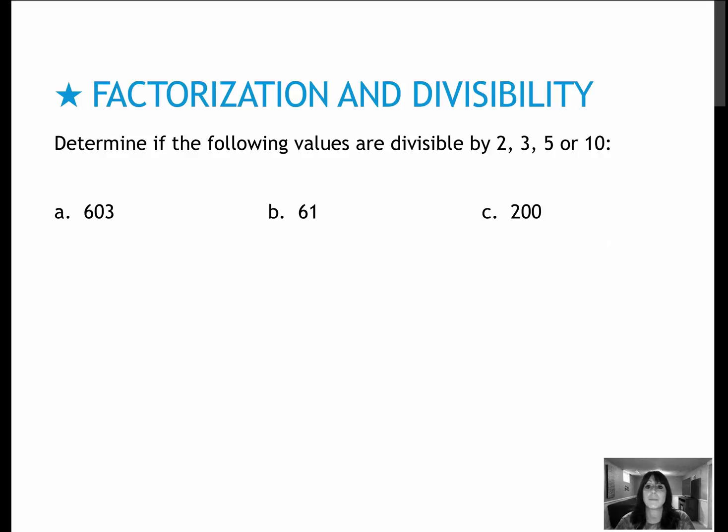Go through those same steps and do these 3 questions. So press pause, do all 3, then press play to see how you did.